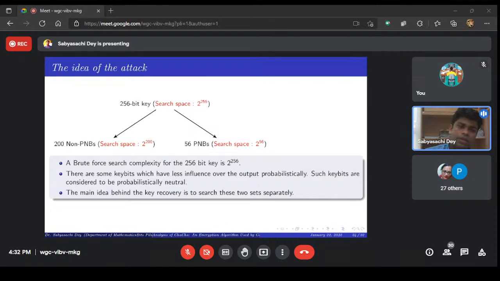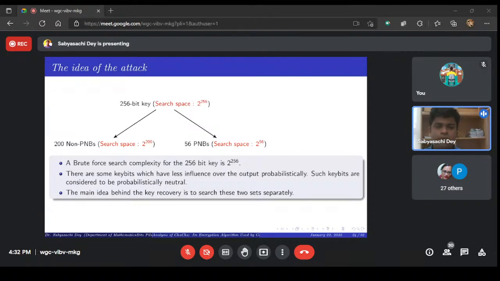Now, what is the benefit? The search space becomes significantly less compared to the previous one, because it is in power. You can see that initially it was 2 power 256 possible options, but now the search space becomes 2 power 200. And after we find these non-PNBs, then you can go for these PNBs, which is even smaller, 2 power 56 only. How much advantage are you getting because of this idea? I will explain with an example.